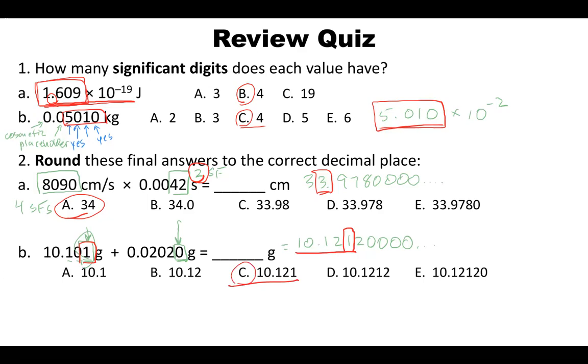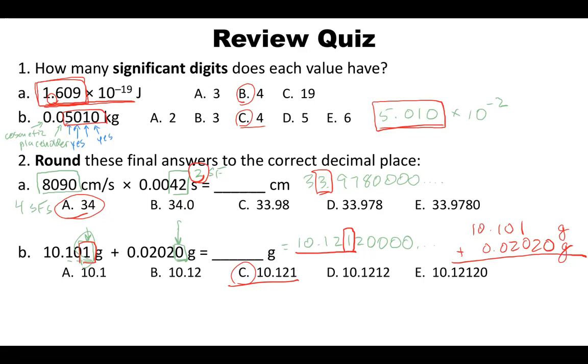Another way to think about this is if I were to stack the values vertically like an old-fashioned addition problem. So what would that look like? 10.101 plus 0.02020. And I can only do this if I have these both in the same units and both to the same power of 10. And then I do the addition problem this way.